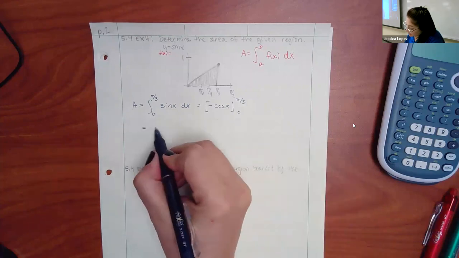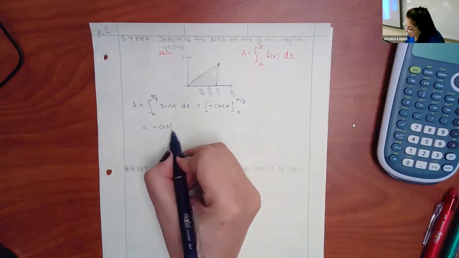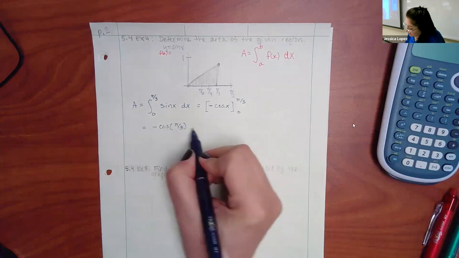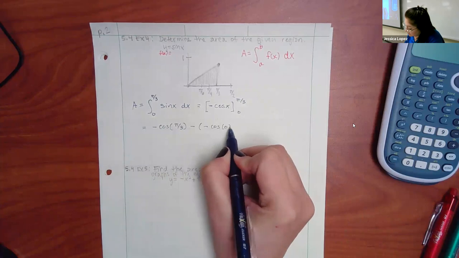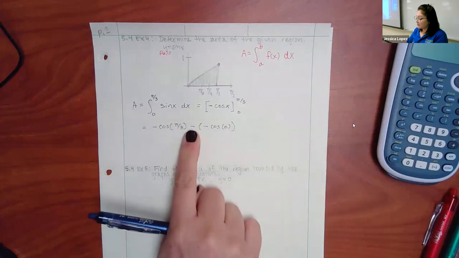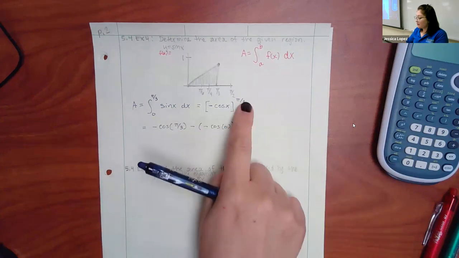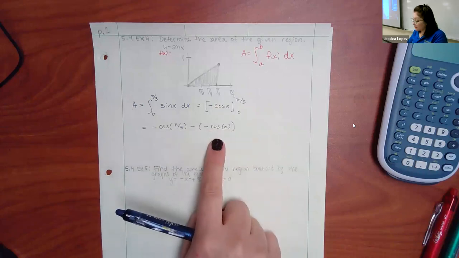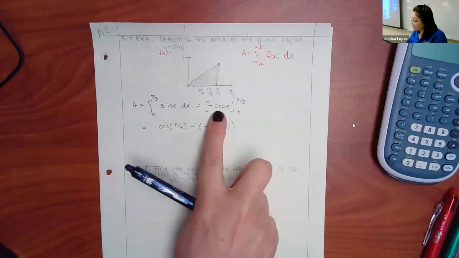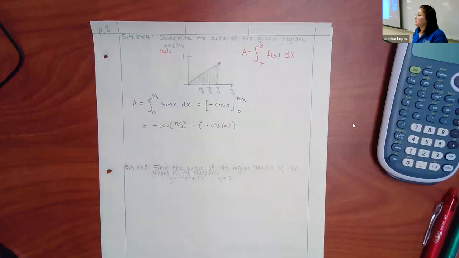So definitely do cosine of pi over three minus a negative cosine of zero. So this minus is from the fact that I have to plug in one and then subtract what I get when I plug in the other bound, right? But these minuses are because what I'm plugging it into has a minus, okay?